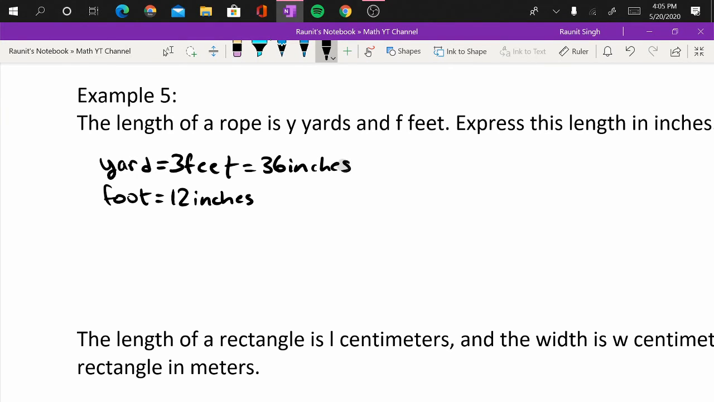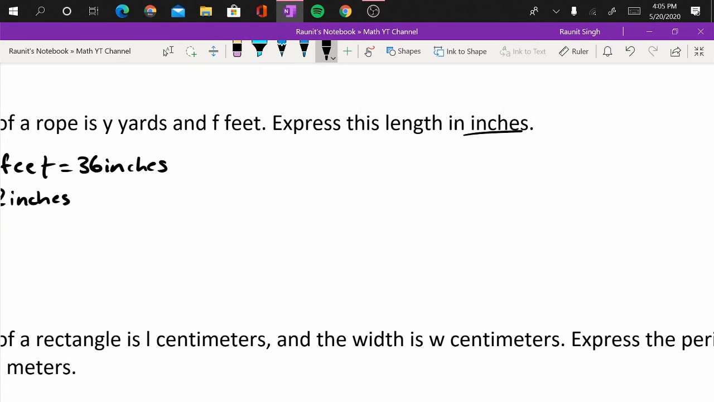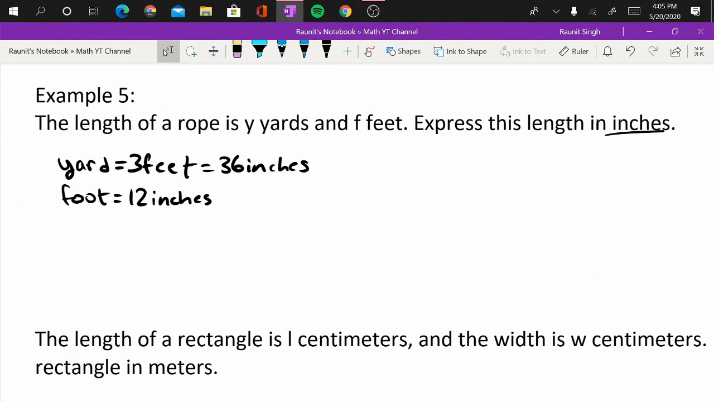So since it's asking for inches, we got it into inches, and now all we have to do is do 36y plus 12f. Or we probably shouldn't use y, just use x for inches. Okay, so that would be the solution. You could simplify it even further and bring it to 48x, really. But 36x plus 12x is also fine.